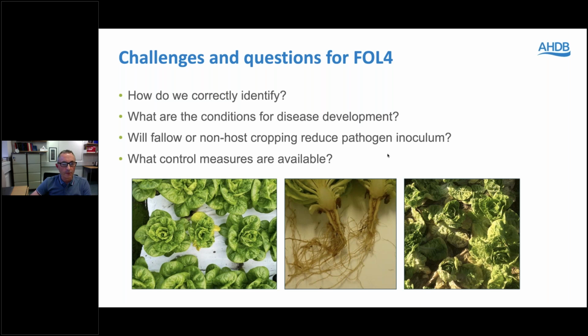So we had a small AHDB project just to have a look at some aspects of FOL4. And this is what we were looking at. Firstly, how do we correctly identify it? It's quite important to identify the race because that will affect cultivar deployment. There were some questions about the conditions for disease development, which I'll cover. And also there was the question, well, if you leave your production area fallow or you put in another crop, will that actually reduce pathogen inoculum? And then through Septa Plus, we did a little bit of work on control measures. So I'm going to go through those now.